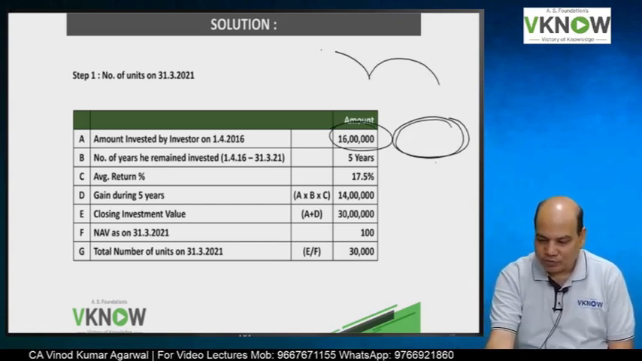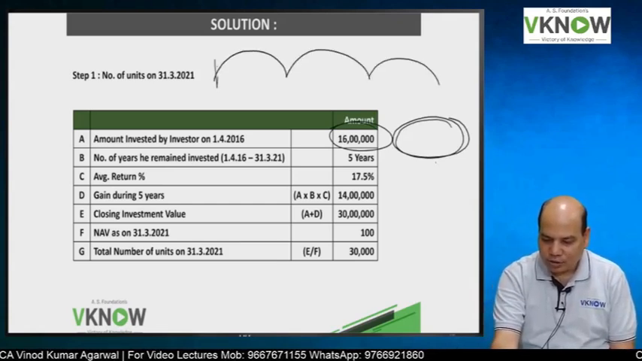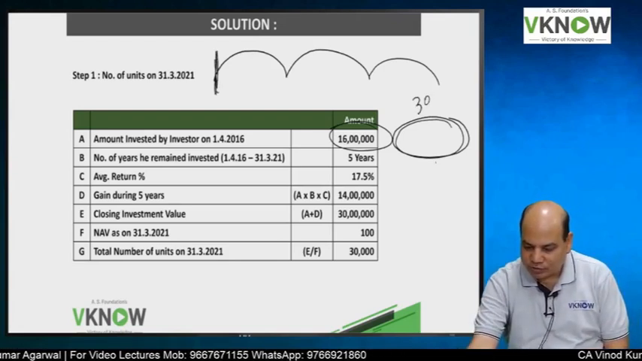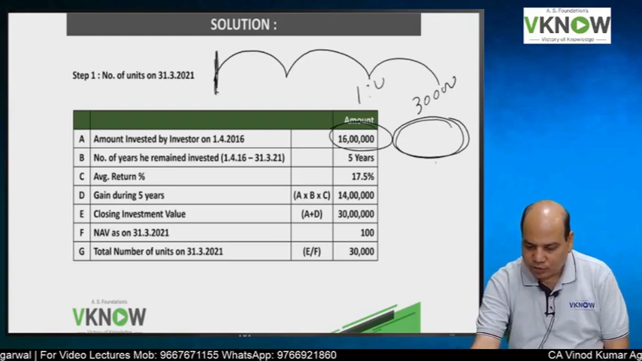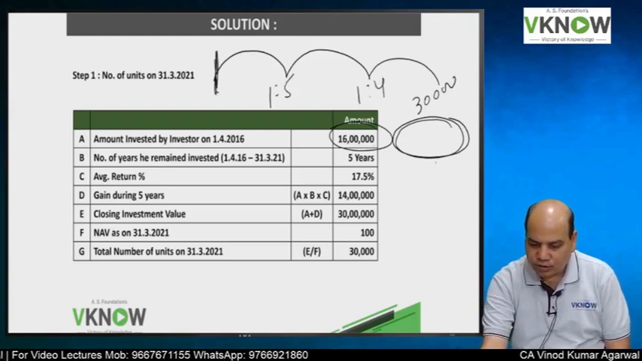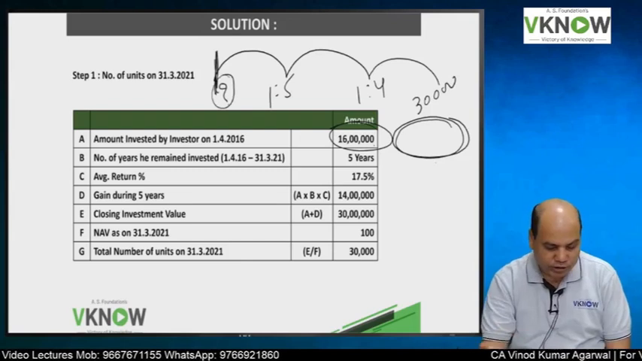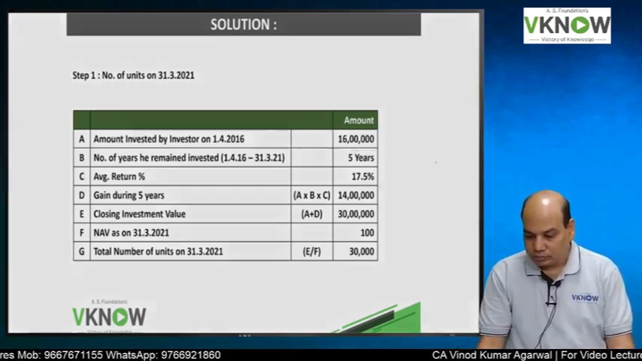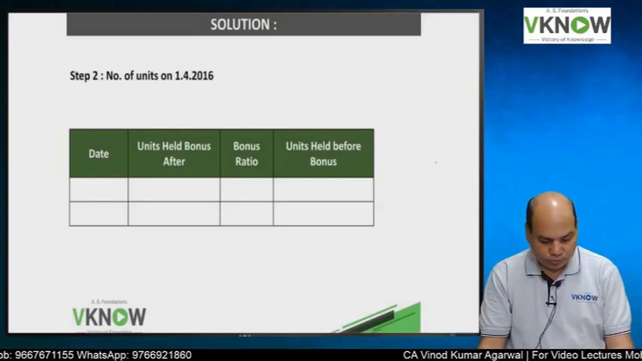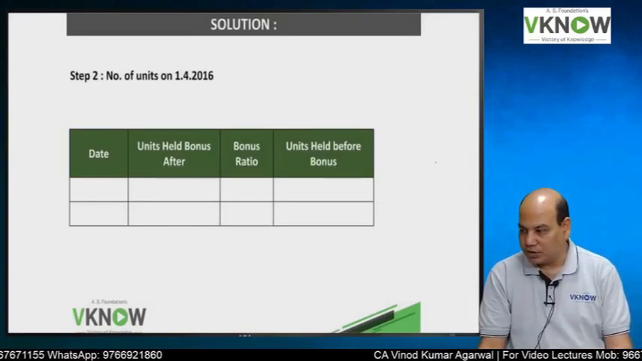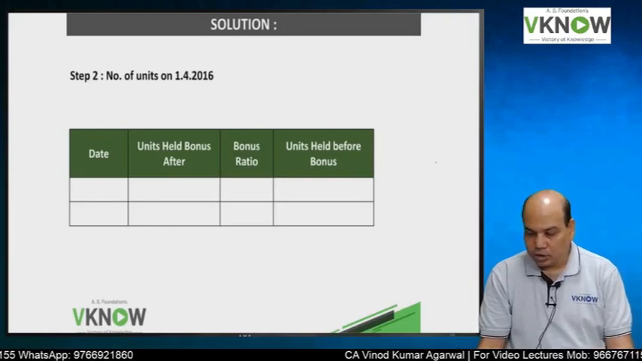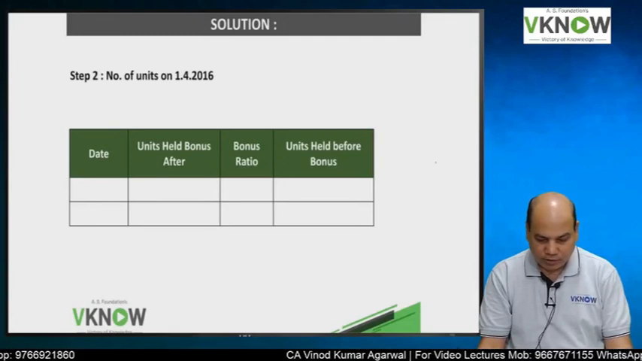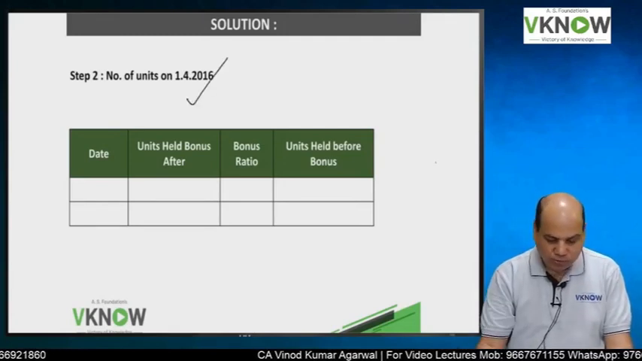So now you have to do reverse working and find out the number of units on this date. Right now you have 30,000. There was one bonus 1:4, and another 1:5. So you have to find out the number of units at this point. This is simple common sense now. Write down step 2: number of units on 1/4/16. Please reply. I am giving you a chance to reply.